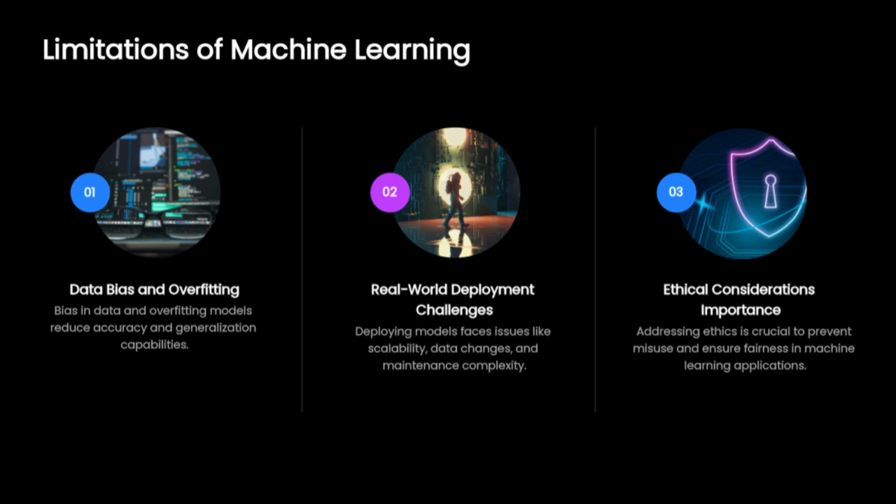While machine learning offers powerful capabilities, it also comes with important limitations that must be carefully managed. One major challenge is data bias and overfitting. If training data is biased or incomplete, the model may learn incorrect patterns, leading to unfair or inaccurate predictions. Overfitting occurs when a model performs well on training data but fails to generalize to real-world data.